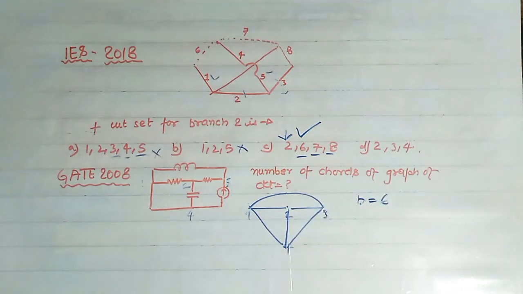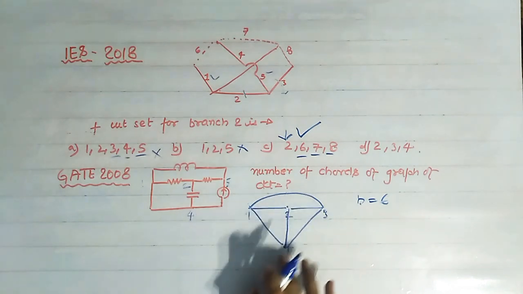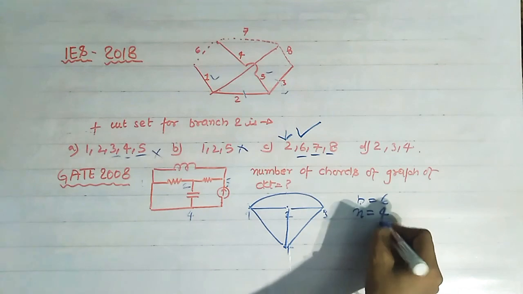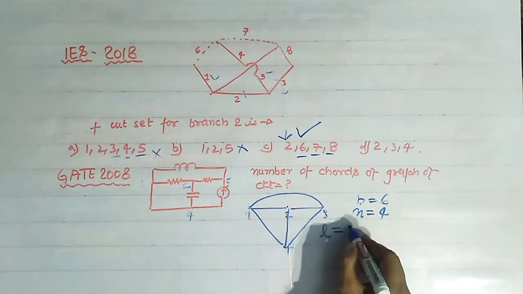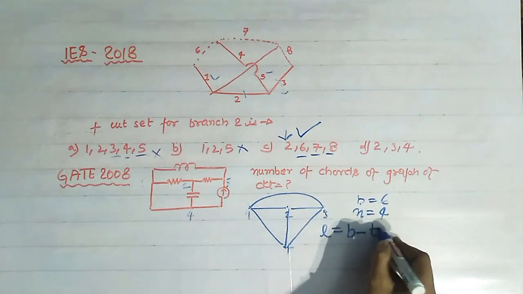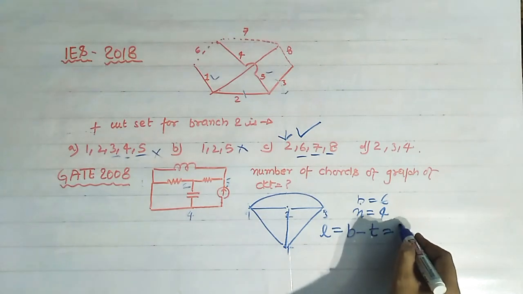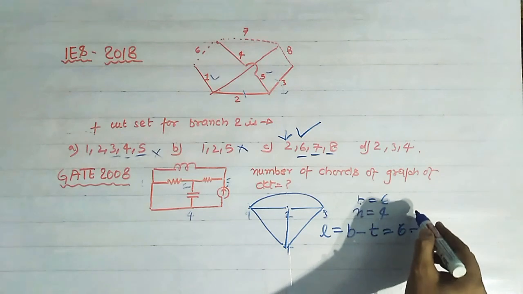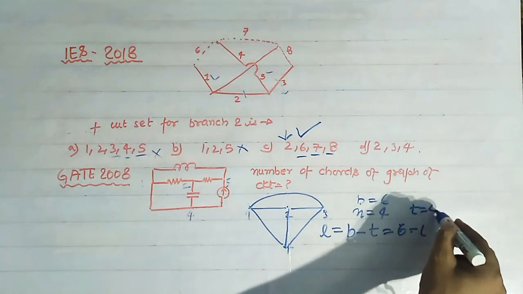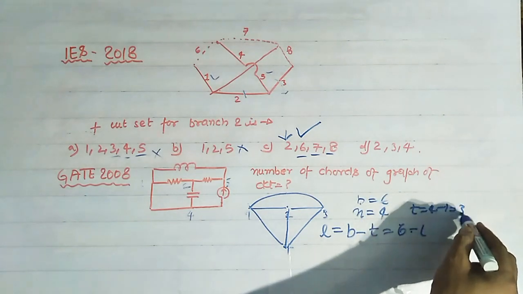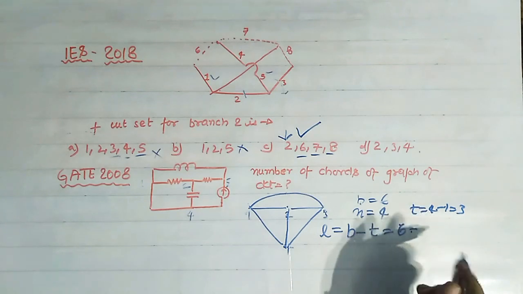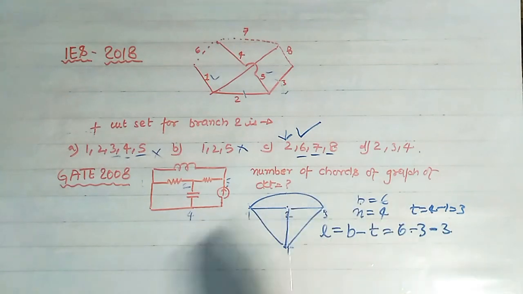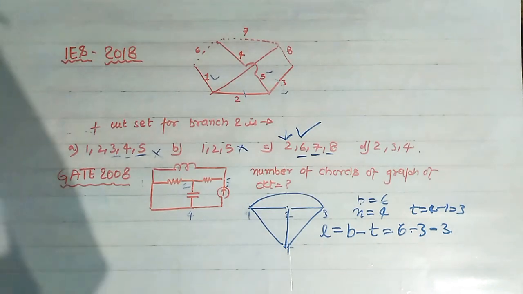And what is the number of nodes? That is 1, 2, 3 and 4. So the number of nodes n is equal to 4, and the number of links L is equal to branches minus twigs, and twigs is equal to n minus 1. Here branches equal 6, and twigs equal 4 minus 1, that is 3. So 6 minus 3 is equal to 3. So here 3 is the answer.